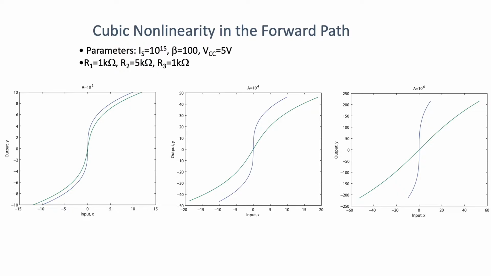Now, if you look at the middle curve, that's with a gain of 10 to the power of 4, A of 10,000. Now you will see that it looks more linear. And if you go to the last one, the one on the right, with 10 to the power of 6, you can see the nonlinearity is almost completely linearized, as expected. So it shouldn't be that surprising to you.